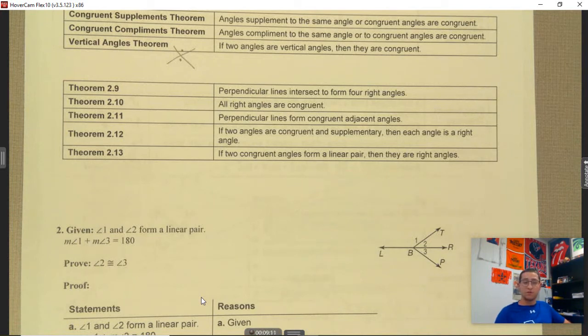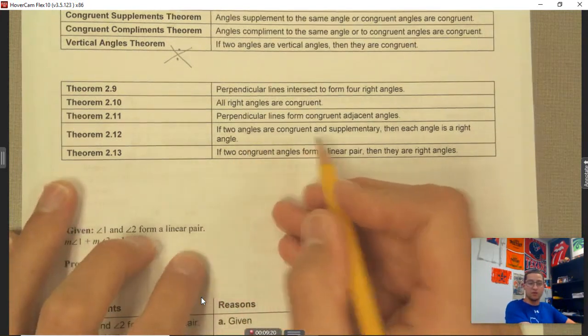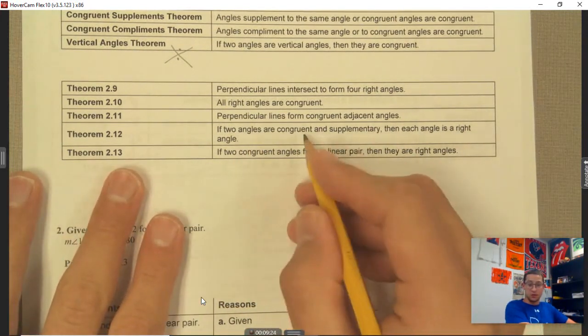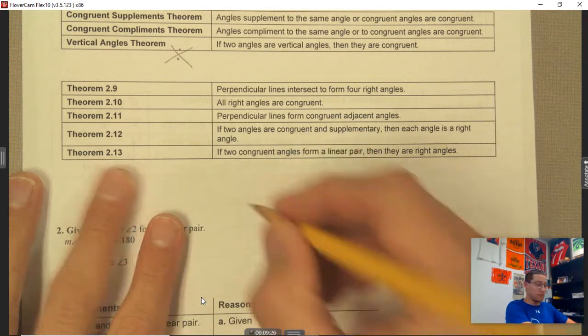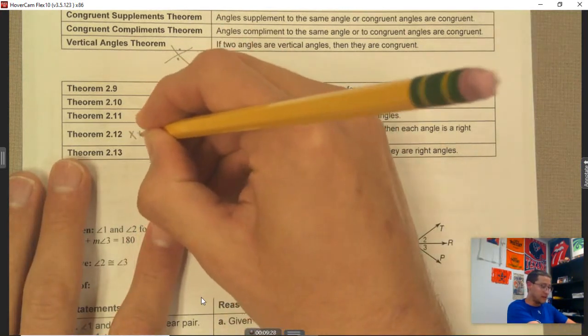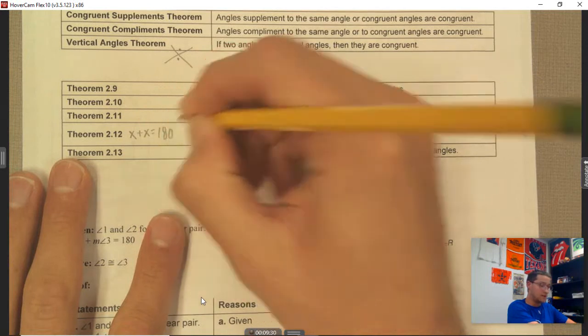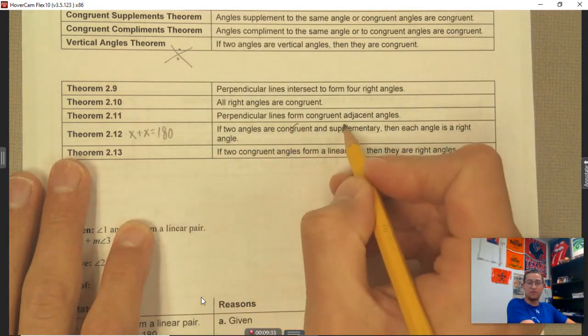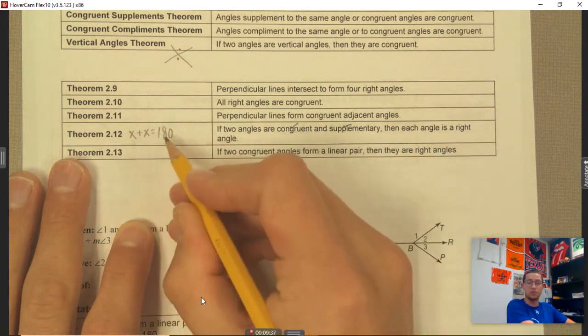2.12, if two angles are congruent and supplementary, then each angle is a right angle. So maybe this is one we can talk about. If two angles are congruent and supplementary, so they have to be the same and they're supplementary. So think about this, right? It's like x plus x equals 180. They're the same. X is the same as x. That's the congruent part. And they're supplementary. That's the add up to 180 part.